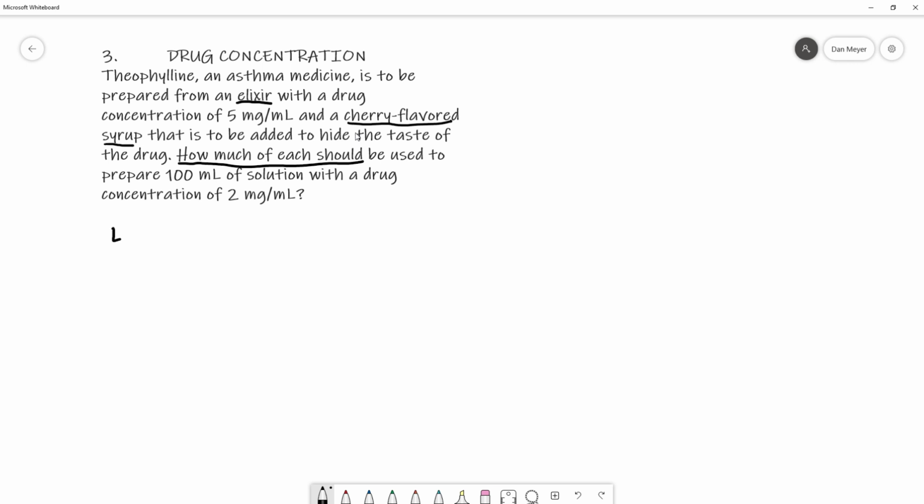So I'm going to use E to be milliliters of elixir. And I know that it's milliliters because when I combine them, they're going to combine to be 100 milliliters, okay? And I'm going to use C to be the milliliters of cherry syrup.